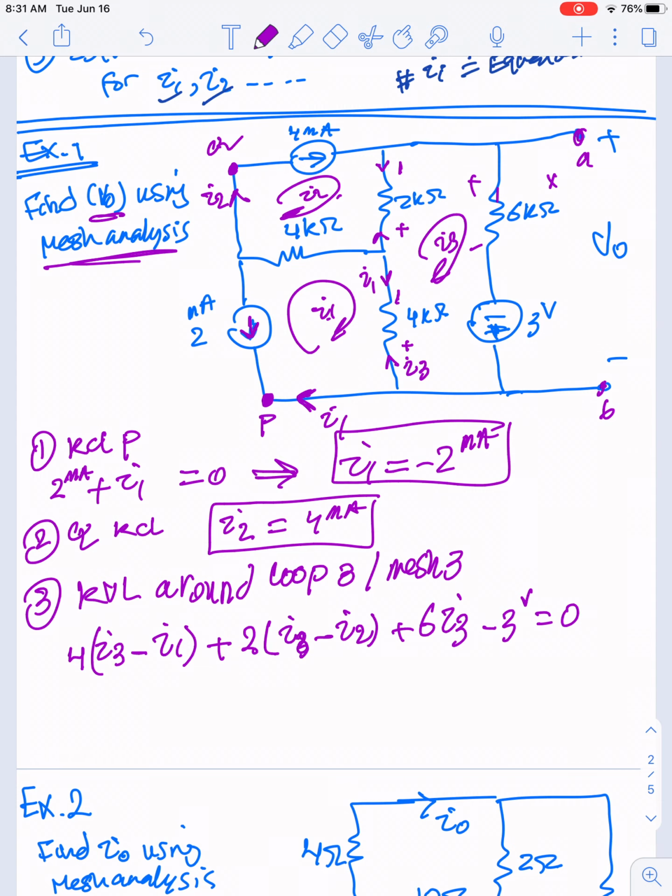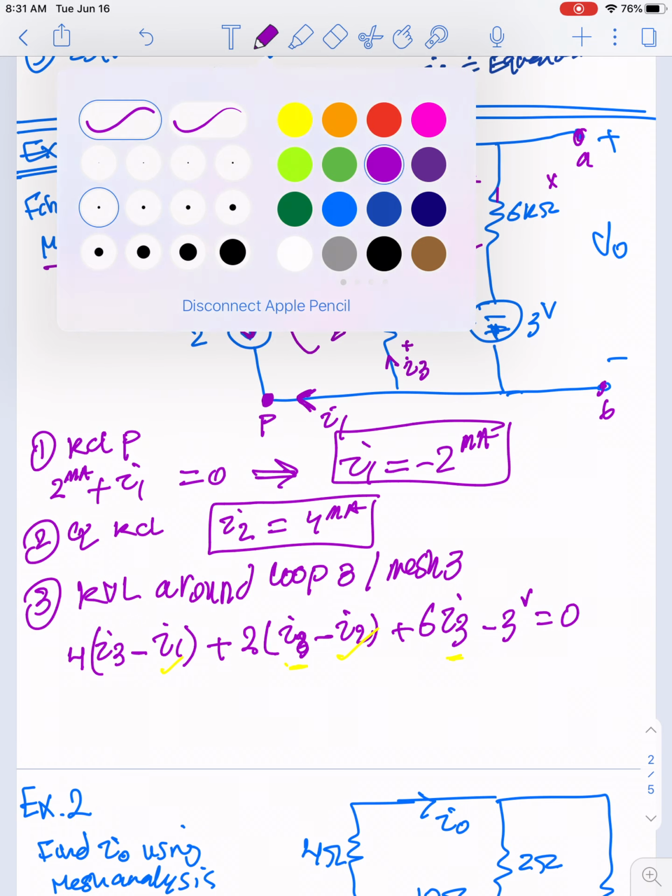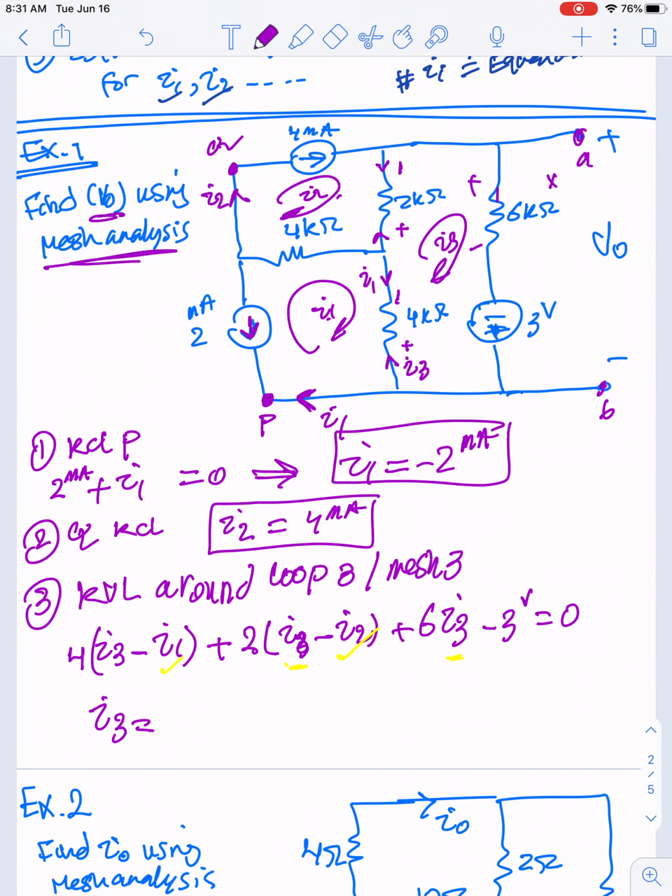and in this equation we already know I1, we already know I2, so the only missing thing is I3. So a single equation in a single unknown, so I will be able to find I3, which is equal to 0.25 milliamperes. Okay, however, this is not the final answer. We are interested in finding VO.